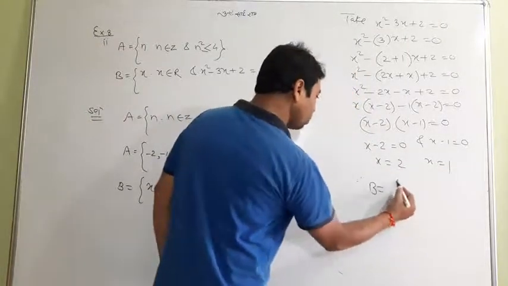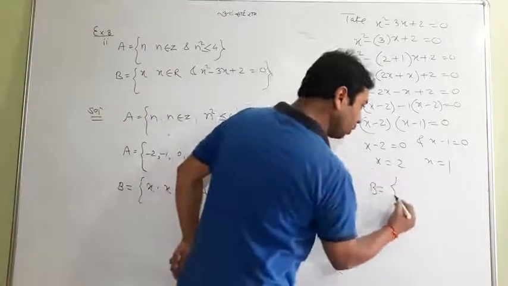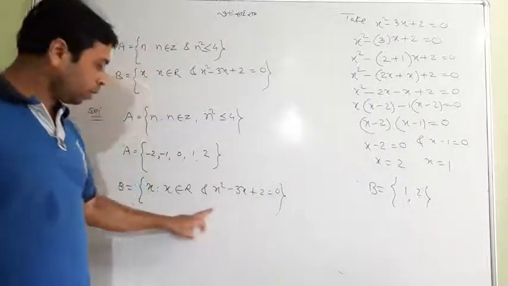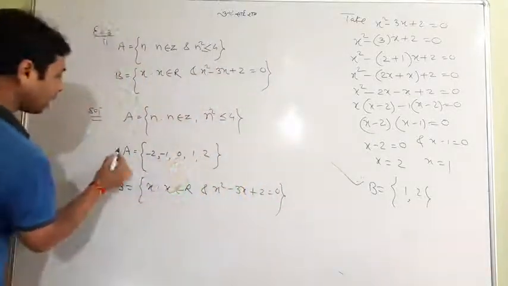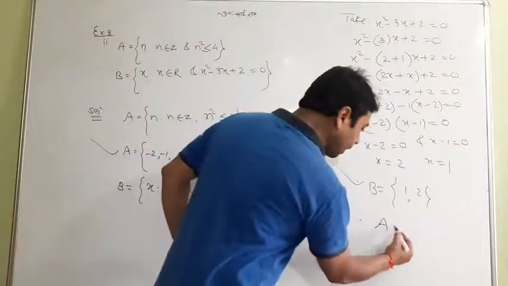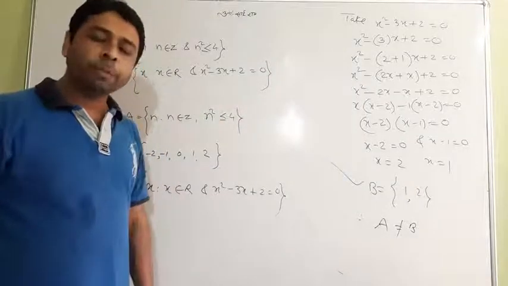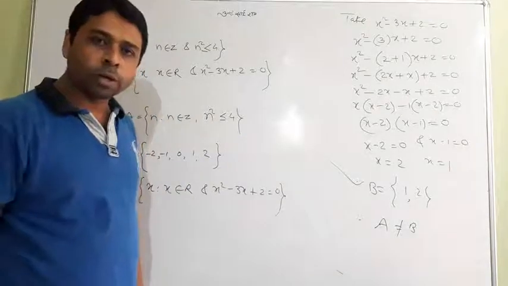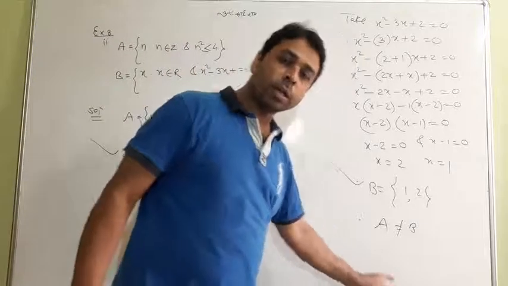So what is B now? B is none else than the solutions 1 and 2, because only these satisfy the equation. This was set builder form, but this is roster form. Now compare B and A. Are these equal? No, they are not equal. So I would say that A and B are not equal sets. And when will A and B be equal? When all the elements of A and B are the same. Even if there is a disorder, no matter at all; if they are not arranged in order, it doesn't matter, but the elements should be the same. Only then can both sets be equal.